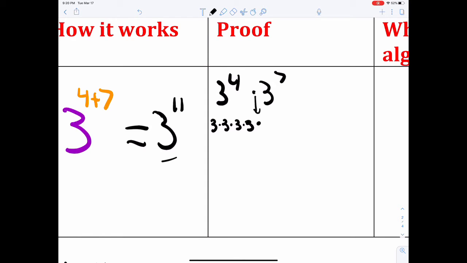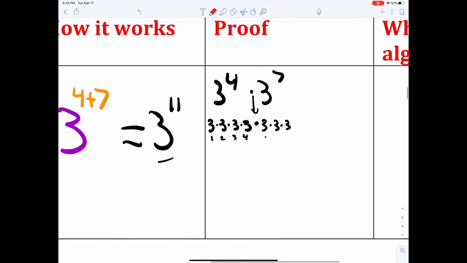So we're going to multiply what by itself 7 times? 3 by itself. So 3 times 3 times 3. That's the third one. 1, 2, 3, 4. That was for the first. And the second one. 1, 2, 3, 4, 5, 6, 7. So we'll finish out multiplying those. Times 3 times 3 times 3 times 3. And if you look at this, we multiplied 3 by itself 11 times.